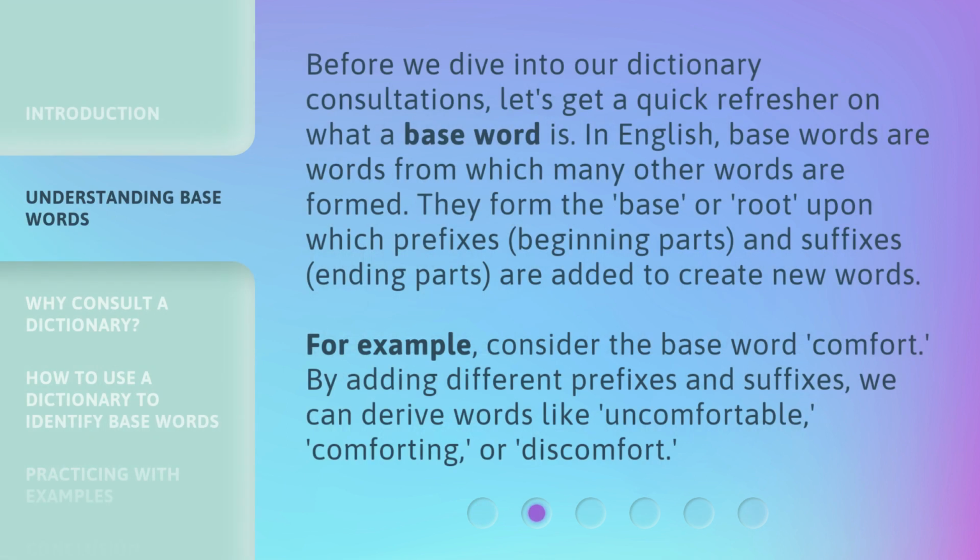Before we dive into our dictionary consultations, let's get a quick refresher on what a base word is. In English, base words are words from which many other words are formed. They form the base, or root, upon which prefixes, beginning parts, and suffixes, ending parts, are added to create new words. For example, consider the base word, comfort. By adding different prefixes and suffixes, we can derive words like uncomfortable, comforting, or discomfort.